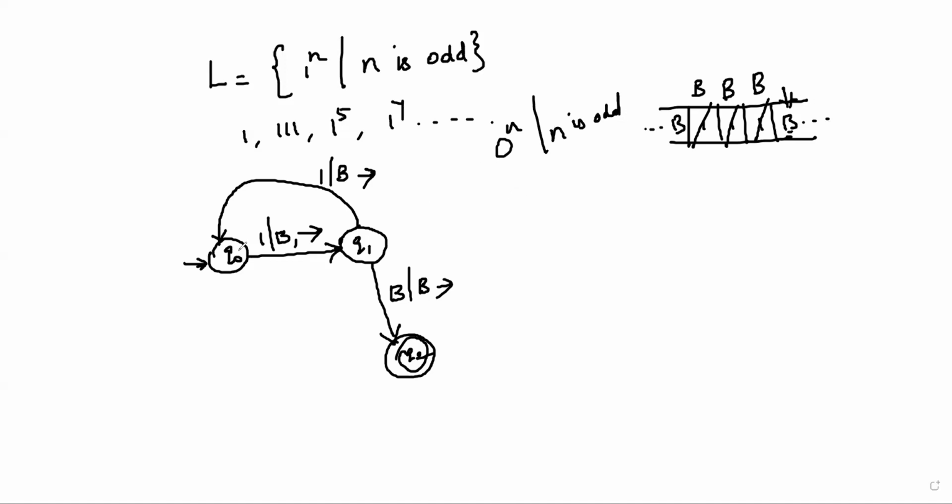What do I have to consider? Instead of 1, you have to give it a 0. That's it. Your input is zeros. Okay. So one more question is L is equal to 1 power n such that n is an even number.